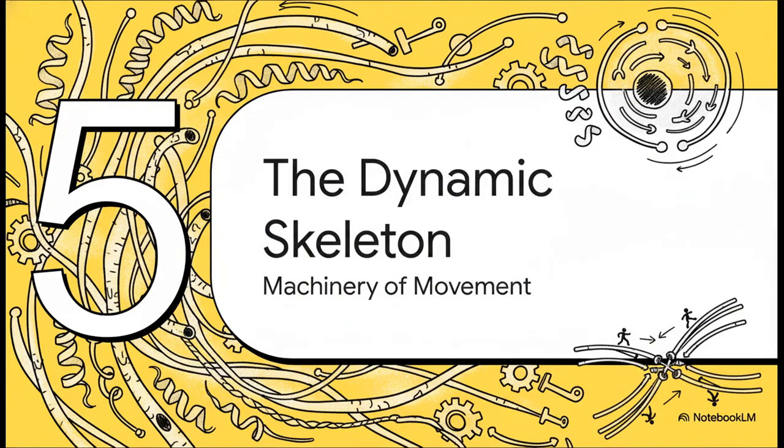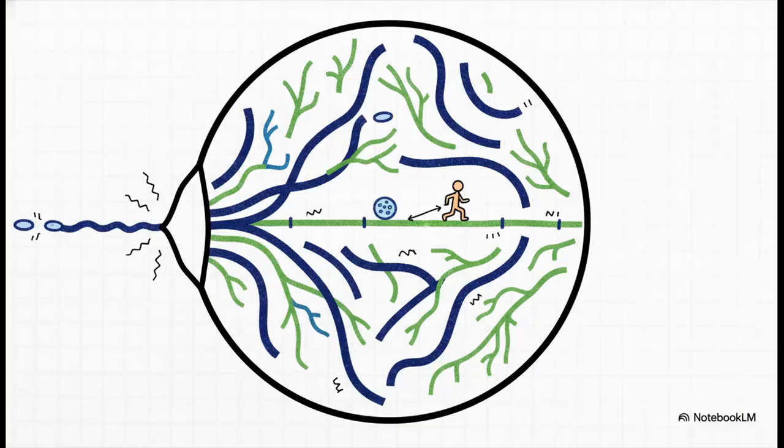Okay, for our final stop on this journey, let's look at the machinery that gives the cell its shape, that allows it to move, and that performs these incredible feats of mechanical strength. Let's talk about the cytoskeleton. Now, when you hear the word skeleton, you probably think of something static, like our bones. Forget that idea entirely. The cytoskeleton is the opposite of static. It's a dynamic network of protein filaments that are constantly growing, shrinking, assembling, and disassembling. They're like little molecular machines, tiny motors that generate actual physical force.